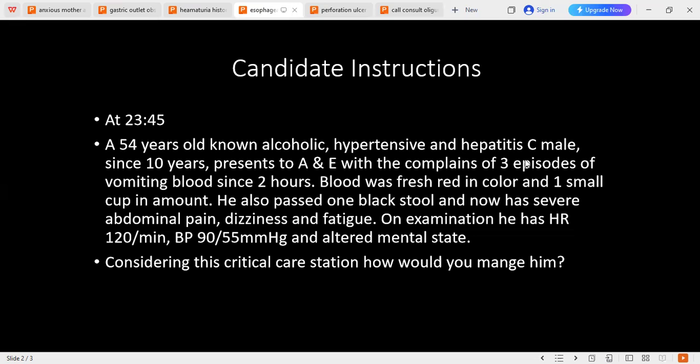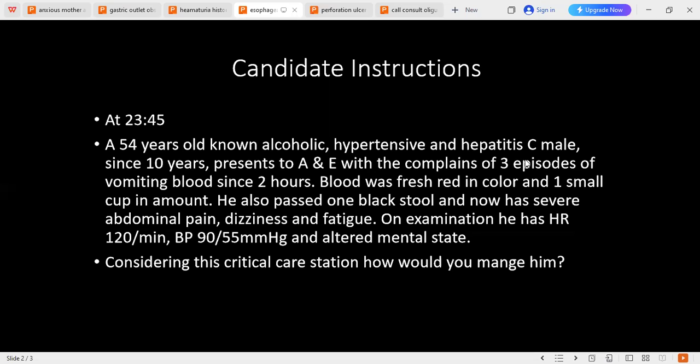Before going to endoscopy, there is a medical management for that. I would like to do the pharmacological management such as intravenous proton pump inhibitor, intravenous vasopressin, octreotide, and after that I will monitor the response. If the bleeding is still there, we can do endoscopic banding and sclerotherapy. And if bleeding is not controlled with this, then we can go for a Sengstaken-Blakemore tube or Minnesota tube.